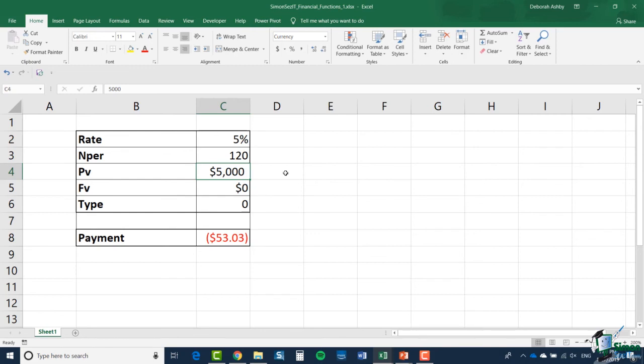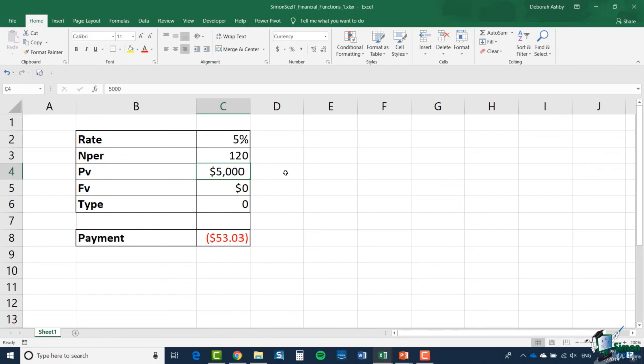Now, one other thing I would like to show you, which is something that tends to confuse people quite a bit. What if my intention was not to pay off this loan, but to finish up with a reduced loan? So I want to reduce it from $5,000 to $1,000. I'm currently planning to pay $53 a month to completely pay off the loan, but what if I didn't want to completely pay it off, but just reduce the loan to $1,000?